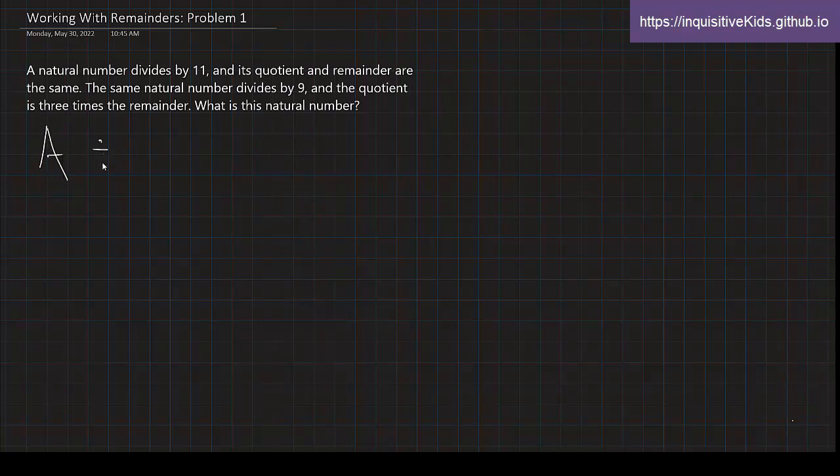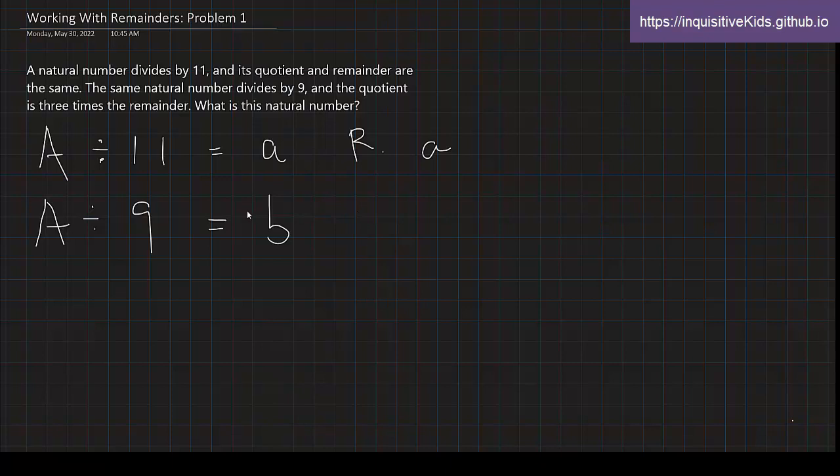So A divided by 11, its quotient, I'll make that a small a, which is lowercase a, and remainder are both a. And the same natural number, so A, divides by 9. And this time we don't know if the quotient is the same as last time, so I'm going to write lowercase b is 3 times that of the remainder. So this time we can clearly see that 3b is 3 times b. So what is this natural number?